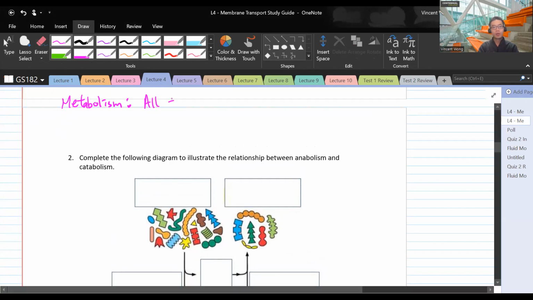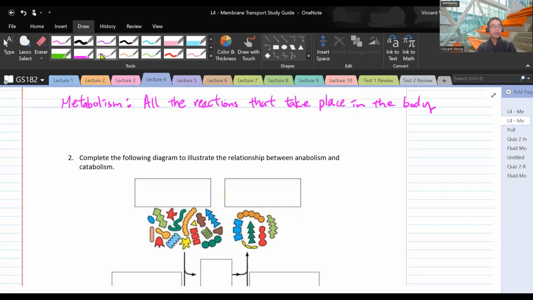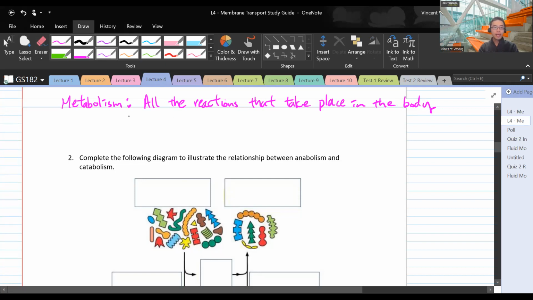Metabolism, which again is all the reactions that take place in the body. And we can separate them into 2 categories. We have anabolism or anabolic reaction. This is for building things.